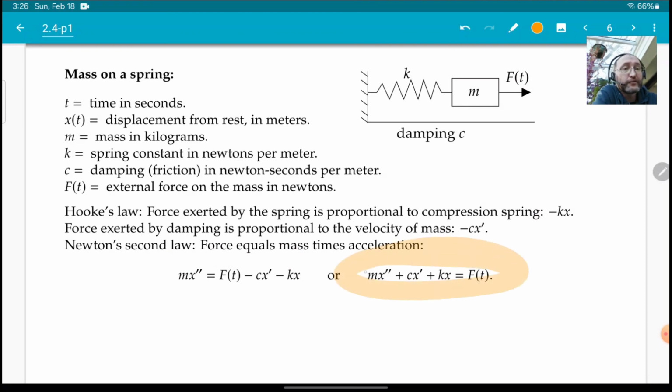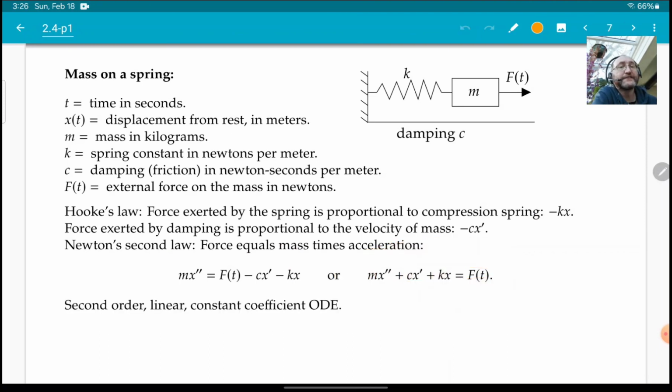which we could rearrange and get this equation out here. And of course, notice that m, c, and k are just constants. So this is a second order, because there's a second order derivative here. It's a linear constant coefficient ODE, right? Because m, c, and k are constants.